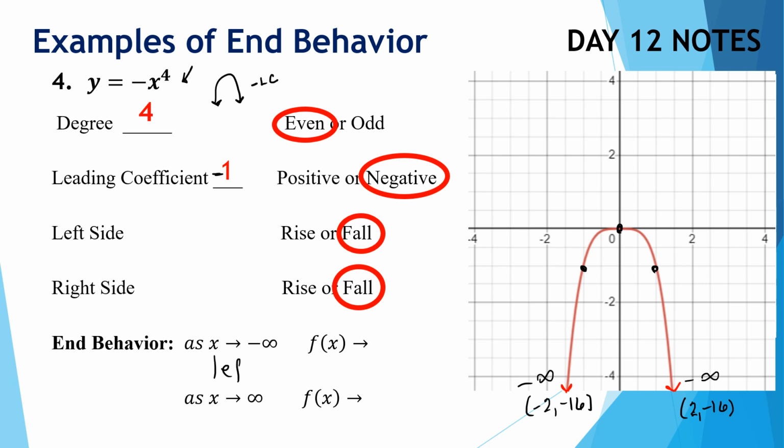So the left side end behavior: as x approaches -infinity, f of x approaches -infinity. That side goes down. Okay, and then as x approaches positive infinity, the right side, f of x approaches, again, -infinity because it goes down. So even functions are going to do the same for their end behavior. Odd functions are going to do the opposite. And we're going to put that in a little reference chart.